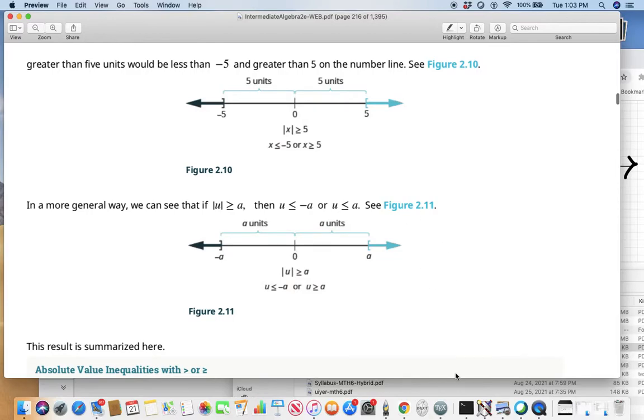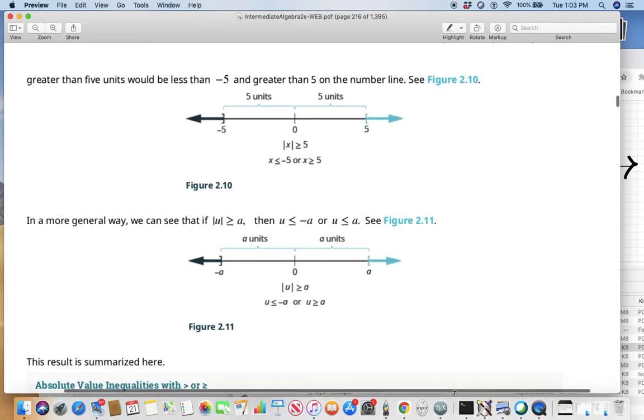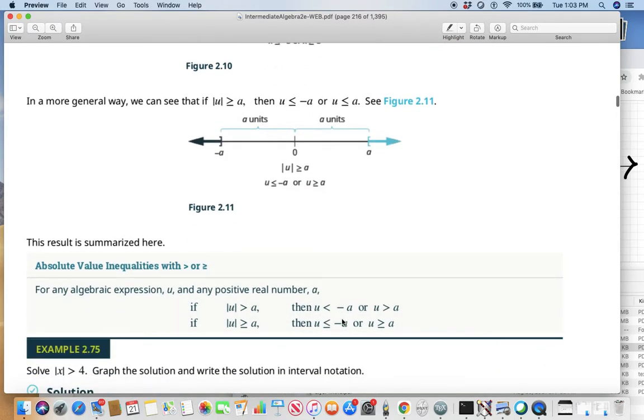In a more general way, for an expression u, absolute value of u greater than or equal to a means you have to be beyond a or beyond negative a. That is, u has to be less than or equal to negative a, or u has to be greater than or equal to a.